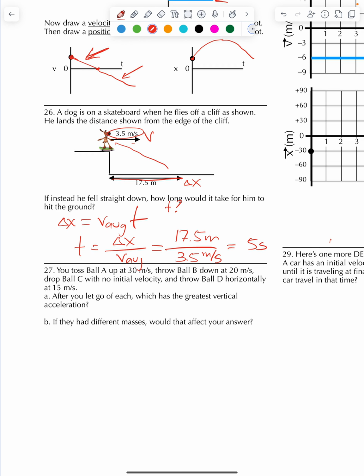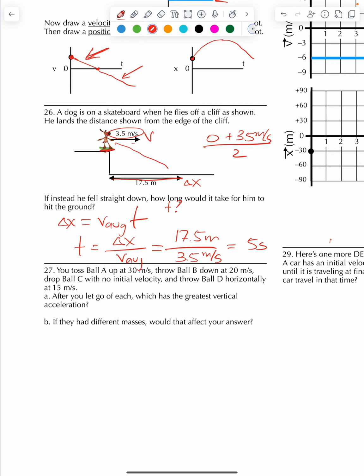His velocity is 3.5 meters per second the whole time. So his average velocity is 3.5 meters per second. Here's what quite a few people do. They say, okay, it's 3.5 meters per second. I want the average. Well, I guess he started at 0, and then he ends up at 3.5, and they get 1.75 meters per second as his average velocity.